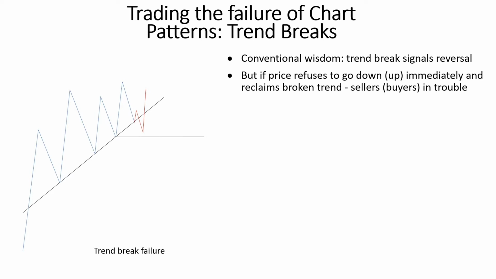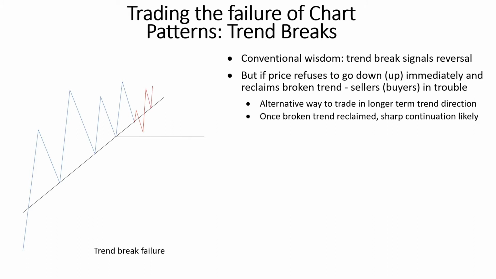Now then, the beauty of trading the failure of a broken trend line is this. First, you're trading within the existing direction of the larger trend, in this case an uptrend, which means you are automatically giving yourself a better chance of making a successful trade than when going against the trend. Secondly, and perhaps more importantly, when a broken trend is reclaimed, this can lead to a sharp continuation higher.